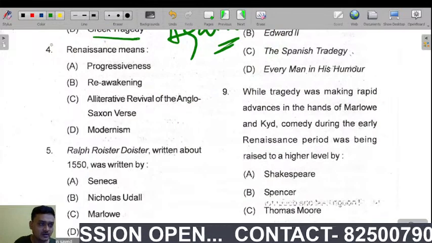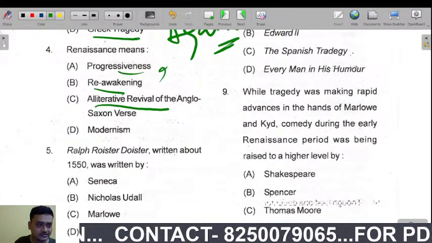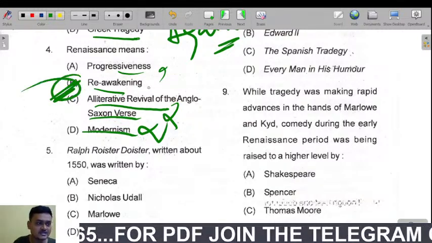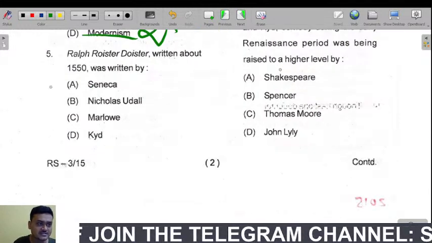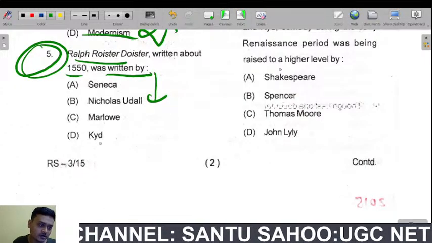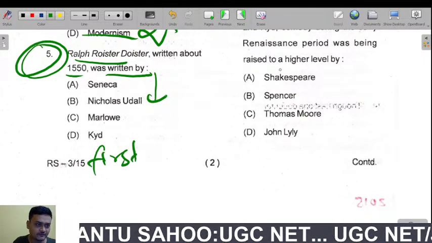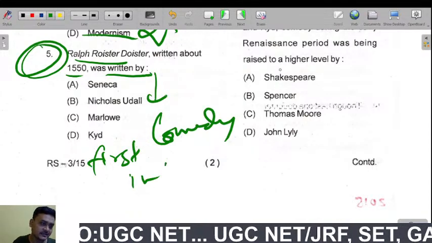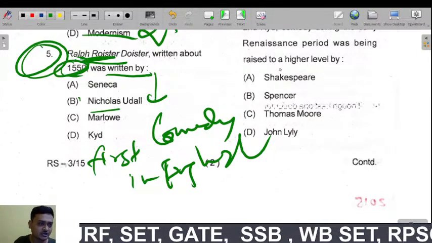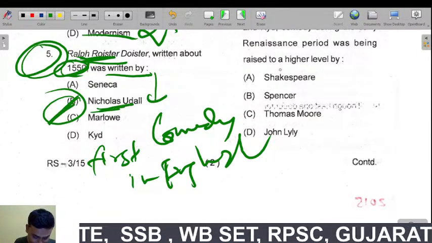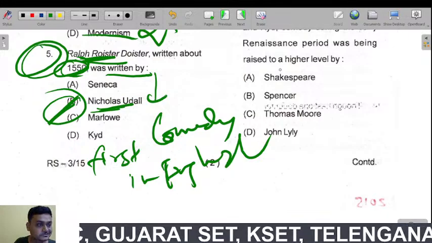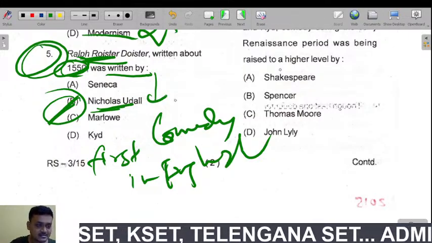Renaissance means progressiveness, reawakening, revival of the Anglo-Saxon words, or modernism? Renaissance means reawakening, so B is the answer. Next, Ralph Roister Doister, written about 1550, the first comedy in English, was written by Nicholas Udall. So here B is the right answer.